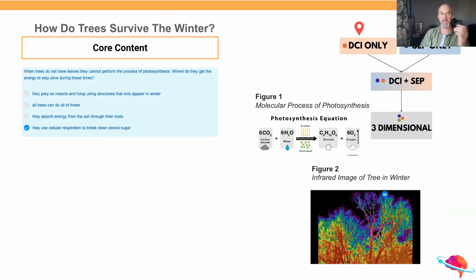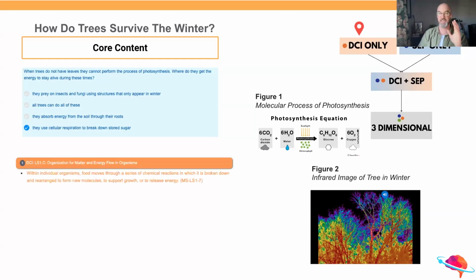So this is a separate phenomenon about how trees survive the winter. So we'll say, when trees do not have leaves, they cannot perform the process of photosynthesis. Where do they get the energy to stay alive during these times? Photosynthesis is not where plants get their energy from. They get their energy from cellular respiration. That's where the actual active energy comes in. And so this is a middle school level content-only question about energy flow in organisms.